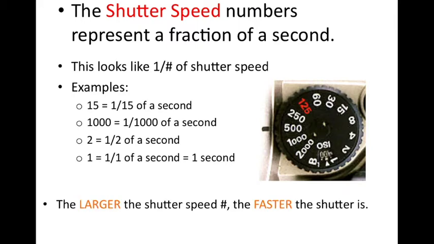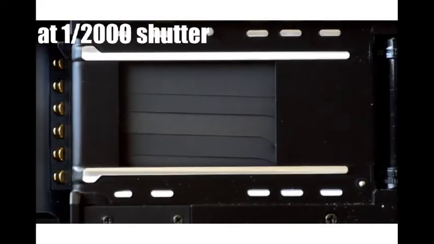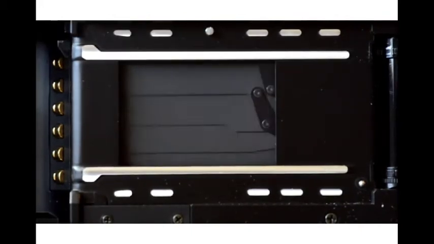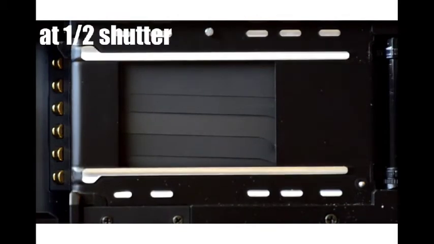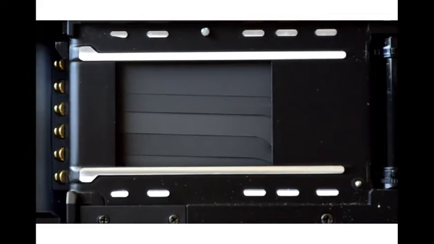The larger the shutter speed number, the faster the shutter speed is, meaning that it opens and closes very quickly. The smaller the shutter speed number, the slower the shutter is. That means it is open for a longer period of time. This is a video of a shutter. So at 1/2000th of a second, you can barely see the shutter opening and closing. At half a second, you can very clearly see the shutter open and close.